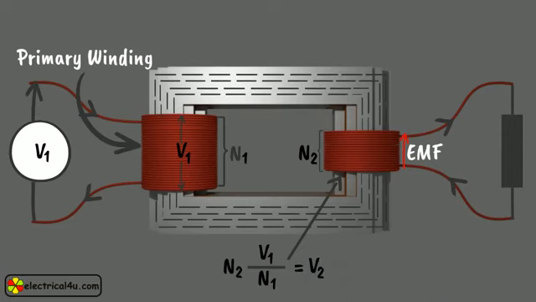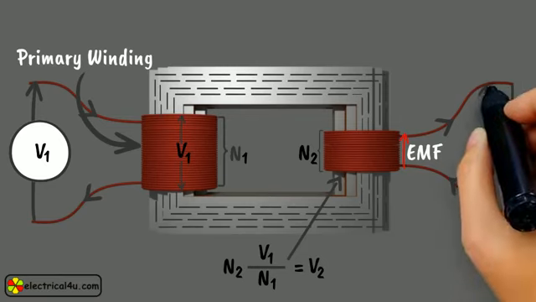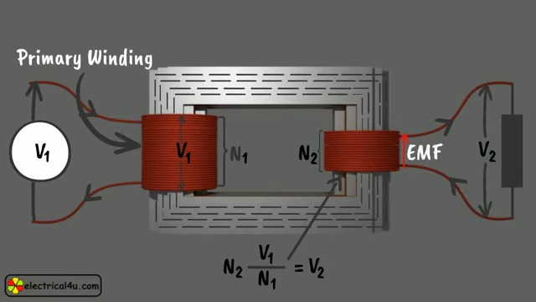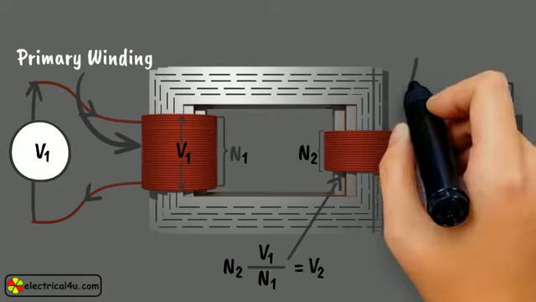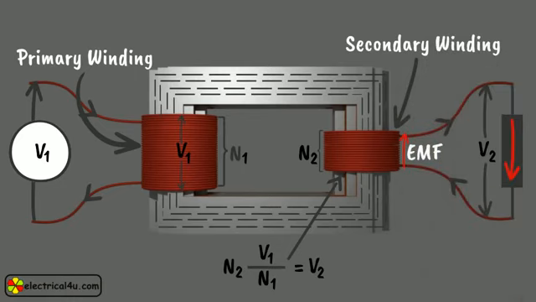If now any closed circuit is connected across the second winding, it will provide voltage V2 across the circuit, and due to the voltage there will be current flowing through the circuit. Normally in a transformer, this second winding is connected with the load circuit. This winding is referred to as the secondary winding.